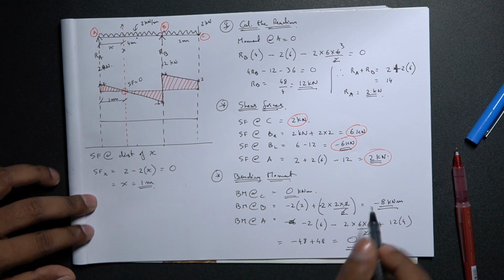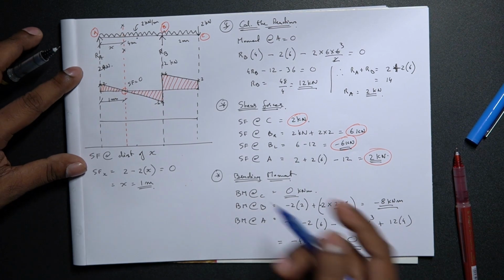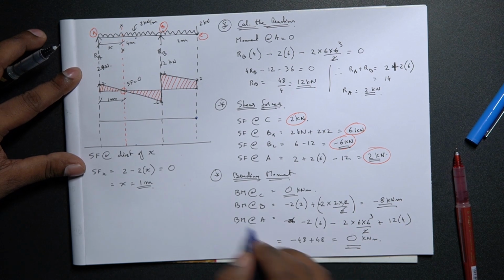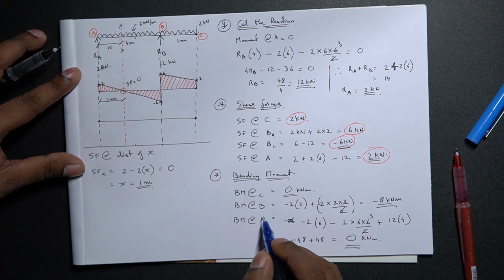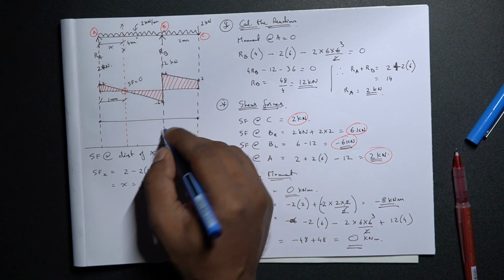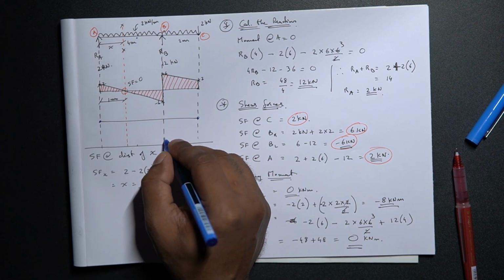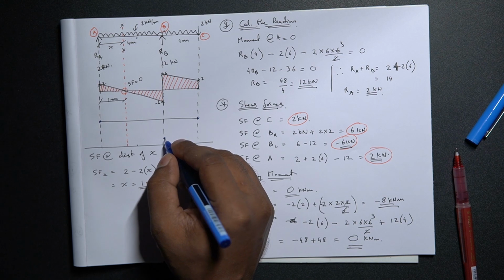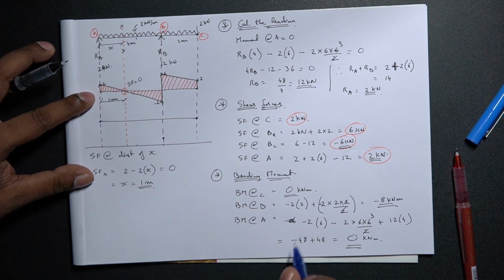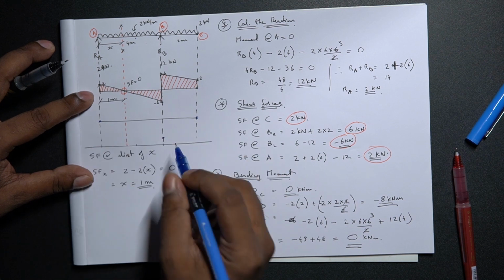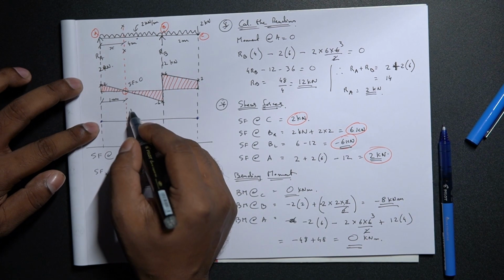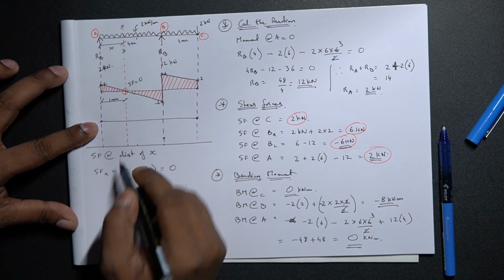We'll try to draw the bending moment diagram first, just like we did for the shear force. Bending moment at C is 0, bending moment at A is 0, bending moment at B is minus 8 kilonewton meters. So this is going negative, minus 8. Let's put it somewhere over here. So we just have 3 bending moments over here. Now let's identify the bending moment at the shear force 0 point.